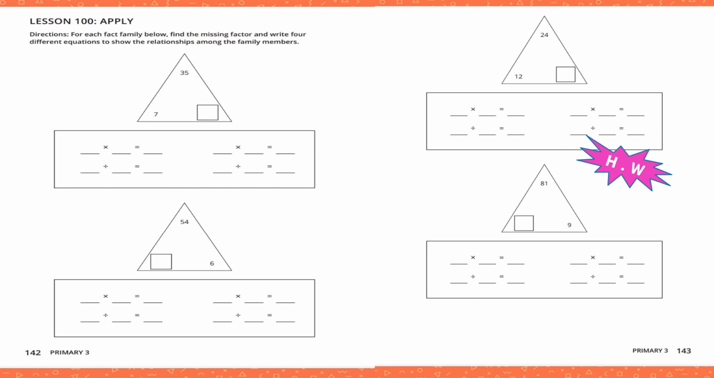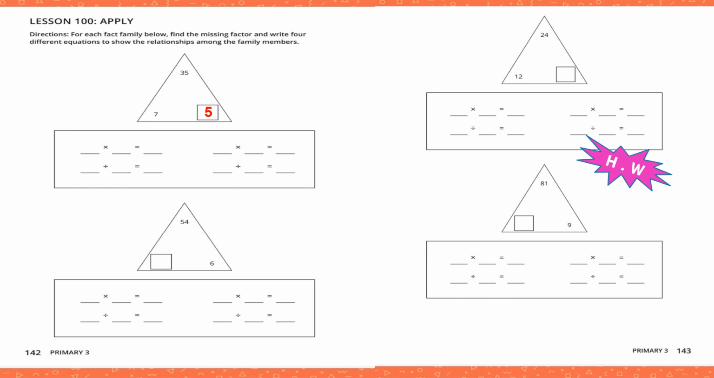Here, fact family. Let's remember fact family. We have a triangle and we have here 3 numbers. The number on the top is always the total number, always the bigger number, and 2 numbers on the base. When we multiply them, we get the number on the top. 35 equals 7 times what? 7 times 5. And we have 4 equations, 2 multiplication equations and 2 division equations.